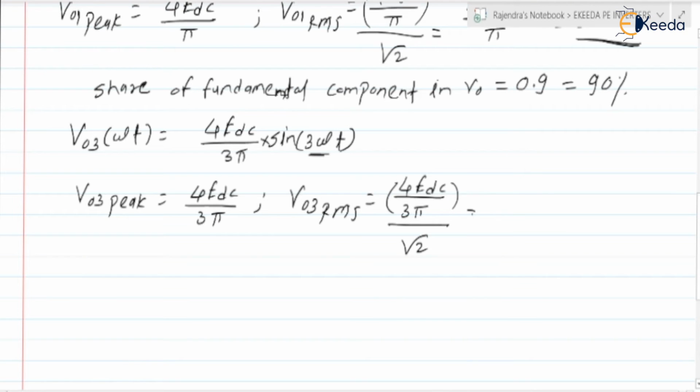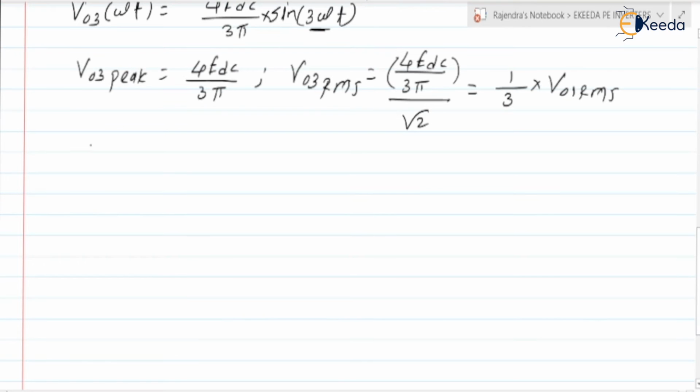So it is like 1 by 3 into V01 RMS, right? So this is V03 RMS. Okay, so in general, can we write V0n RMS is equal to 1 by n into V01 RMS.